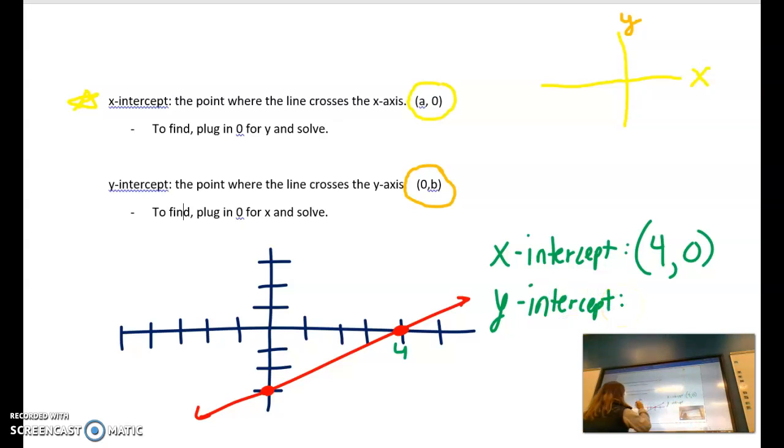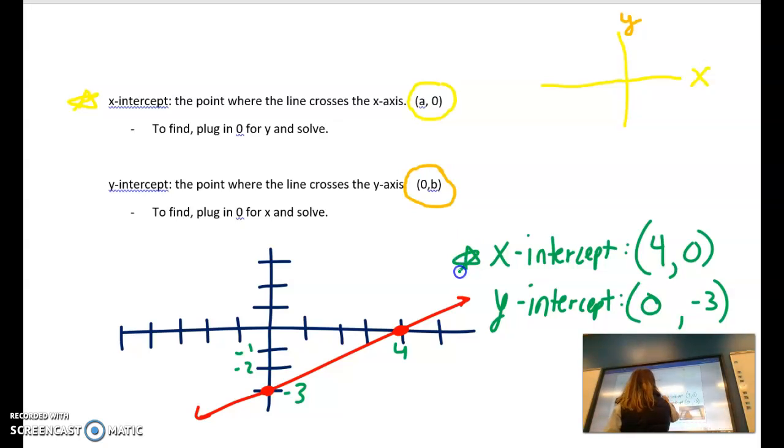Okay? Now to write my y-intercept, you are going to go ahead and count on the y-axis. So this goes -1, -2. This is located at -3. So my y value is at -3, and my x value is at 0. So this is where my x-intercept is. This is where my y-intercept is.